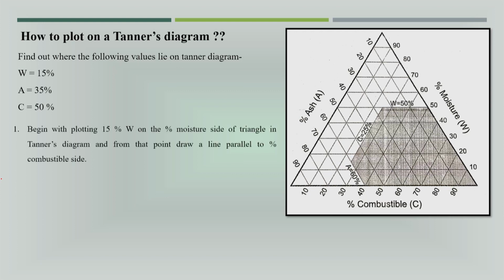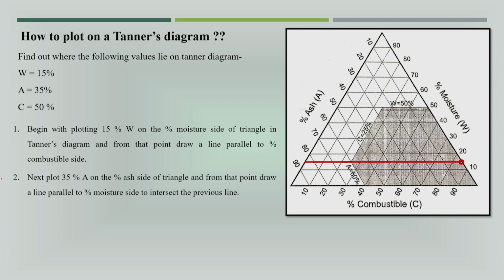Begin with plotting 15% W on the percentage moisture side. This is the 15% moisture content. We put a line and draw a parallel line to the percentage combustible side. Next, plot 35% A. This is the 35% A, and draw a parallel line onto the moisture side.